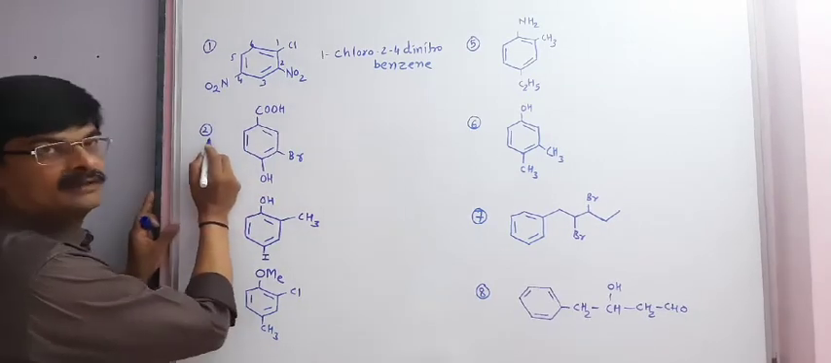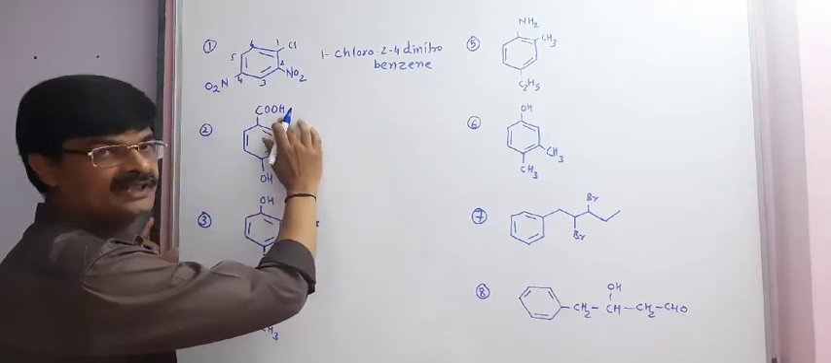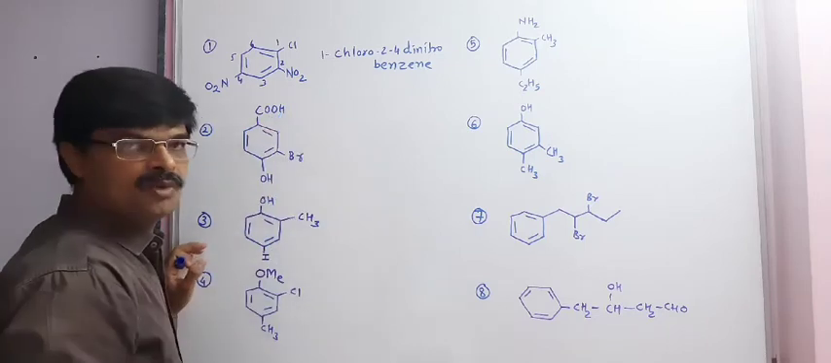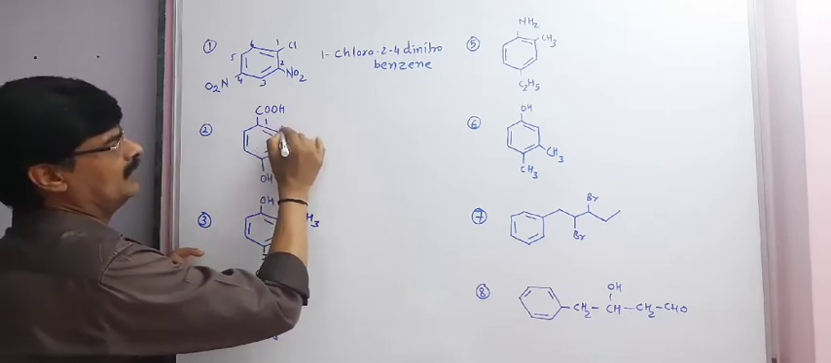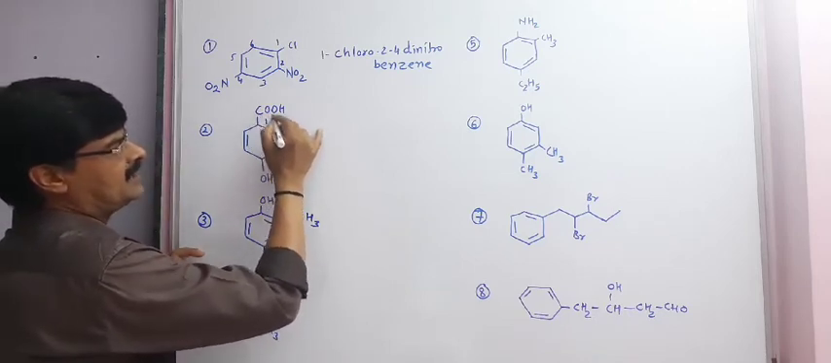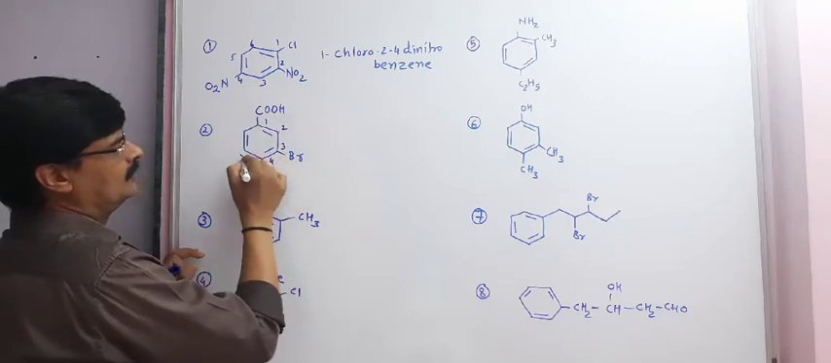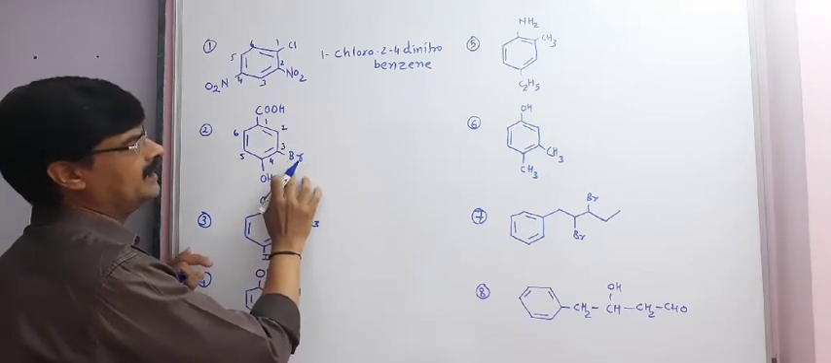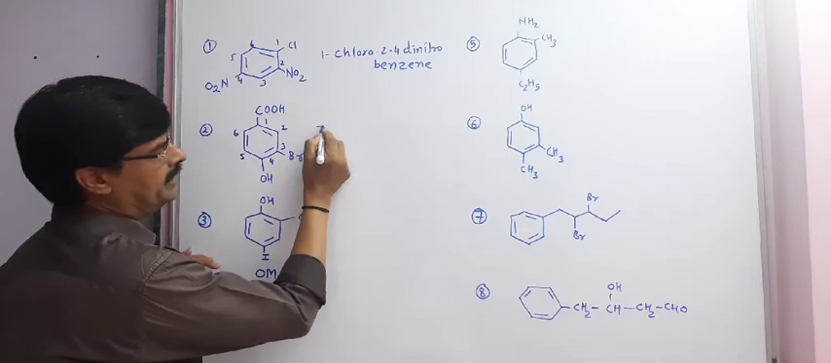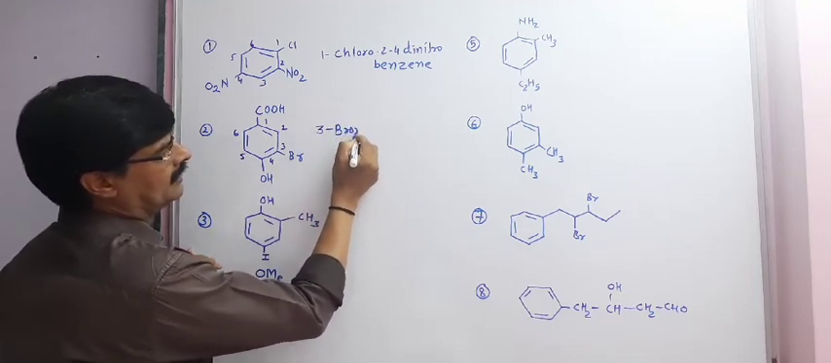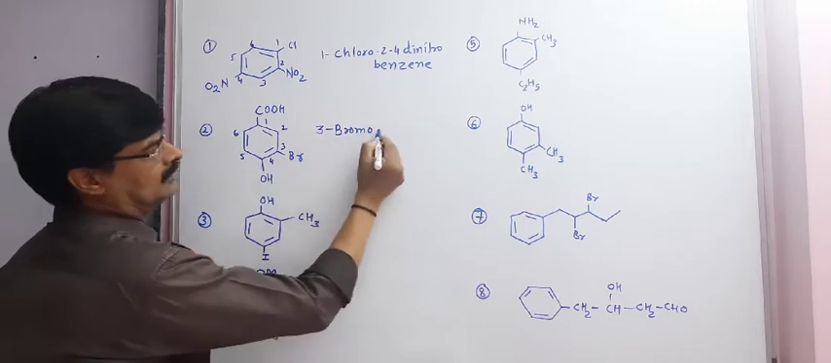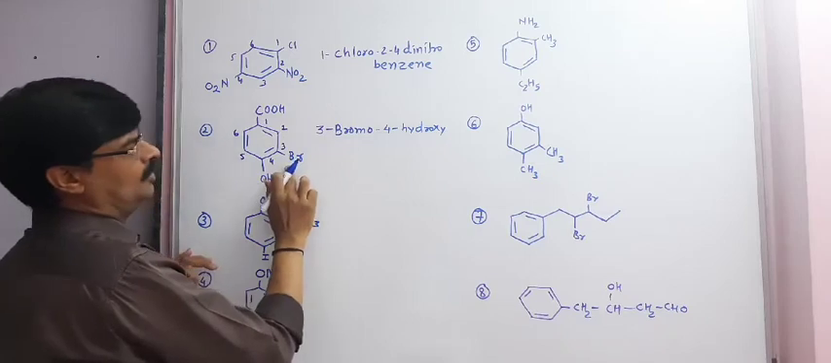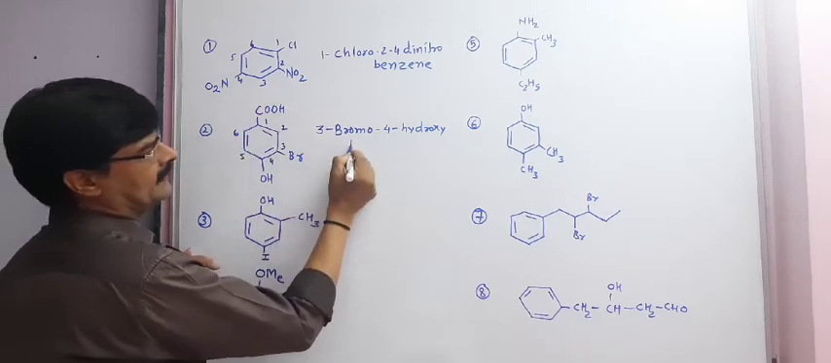Now for the second compound, we have the functional group COOH, bromine as well as OH. But COOH is the highest priority group. Therefore, number 1 goes to the carbon having COOH, then 2, 3, 4, 5 and 6. Maintaining alphabetical order, we can give the name of this compound as 3-bromo, 4-hydroxy benzoic acid.